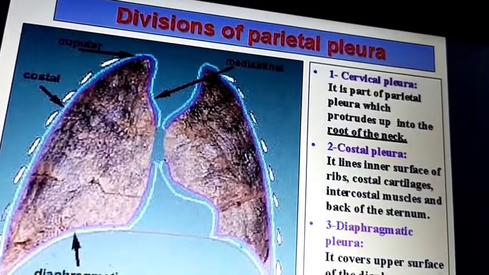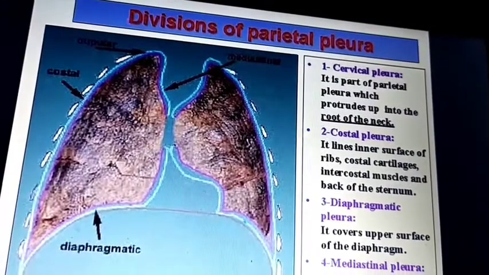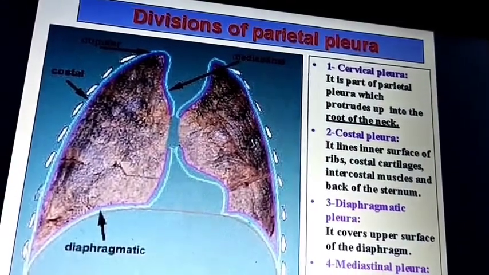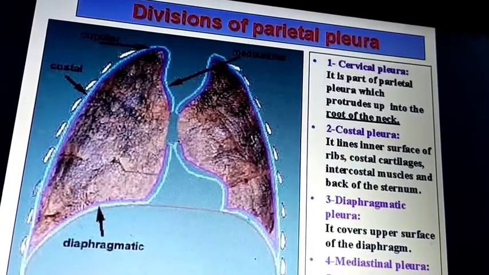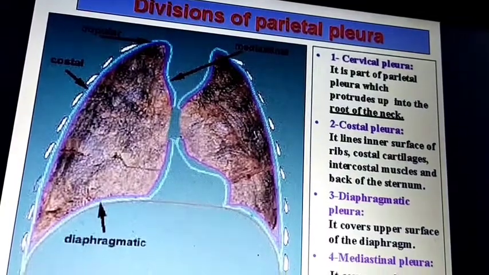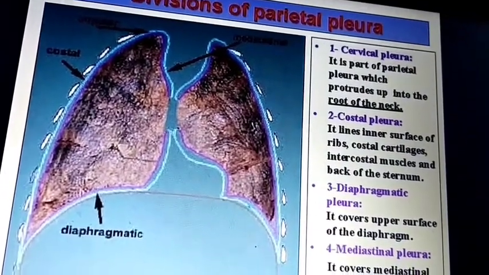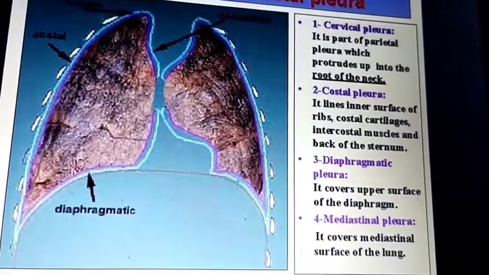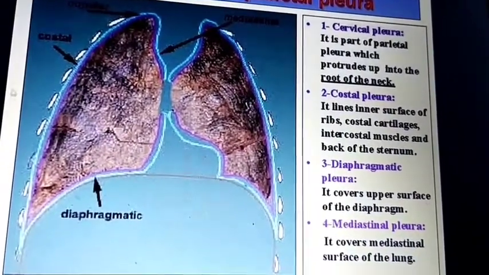Now costal pleura. Costal pleura lies on the inner surface of the ribs, costal cartilages, intercostal muscles and the back of the sternum. Now diaphragmatic pleura, it covers the upper surface of the diaphragm. And mediastinal pleura, it covers the mediastinal surface of the lung.